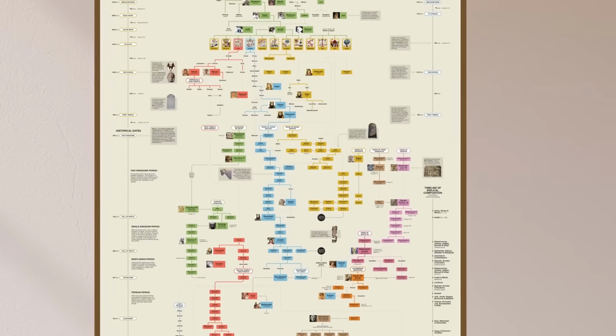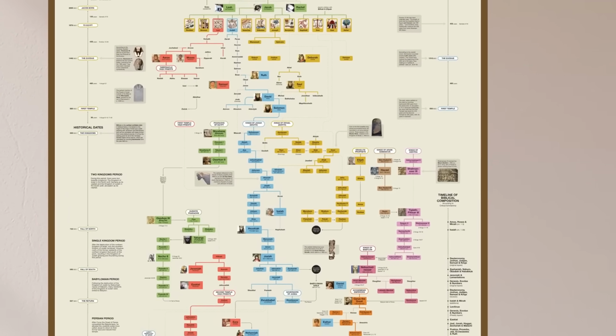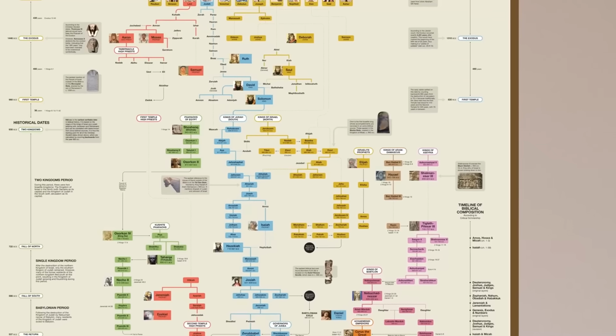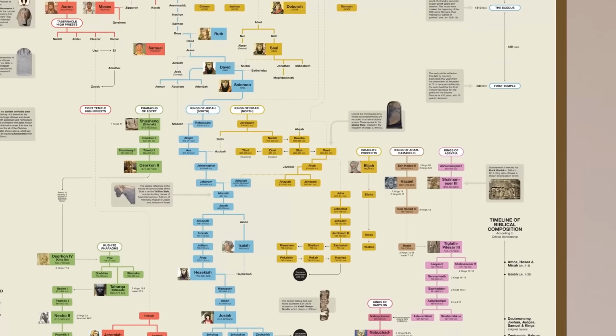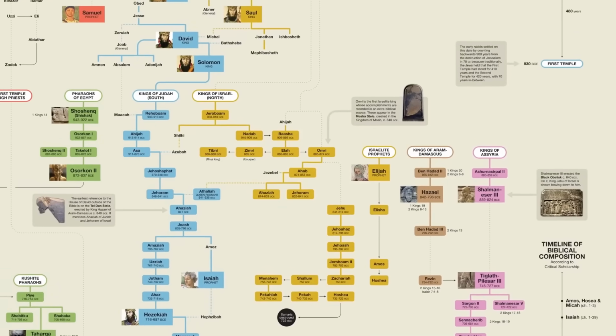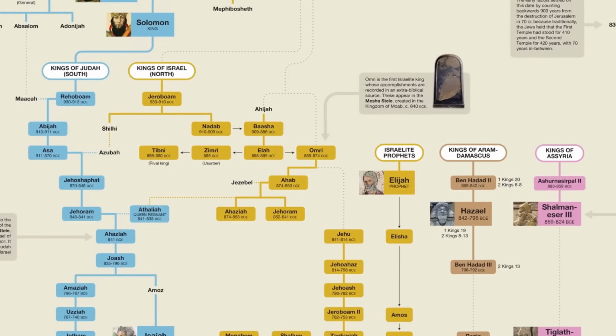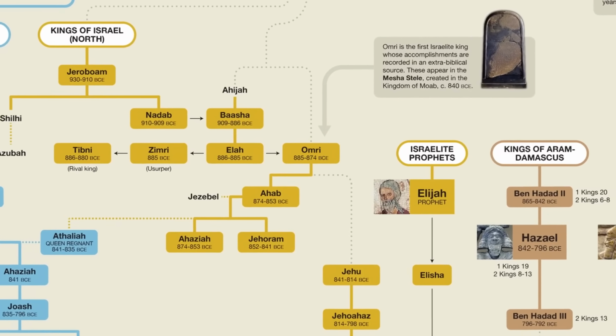Instead, I'm going to focus on the 37 characters from the Iron Age parts that have been demonstrated by archaeology to have been real, because I very specifically want to debunk the idea that the Bible is completely fictional.